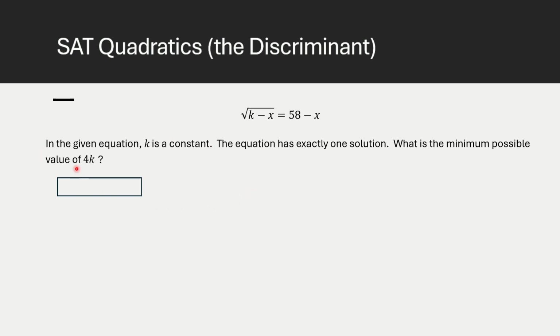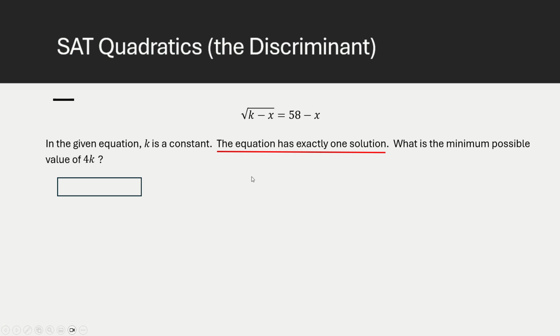So the question says, in the given equation, k is a constant. The equation has exactly one solution. Okay, so now we're seeing this thing about the number of solutions again. Where it says that the equation has exactly one solution, that's a clue to us that we're going to need to use the discriminant.